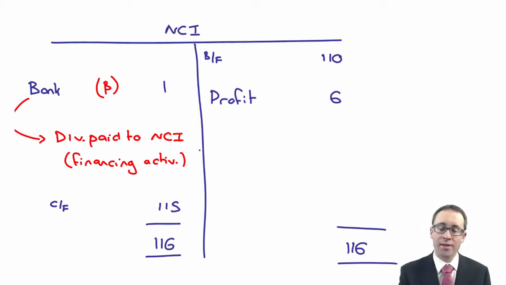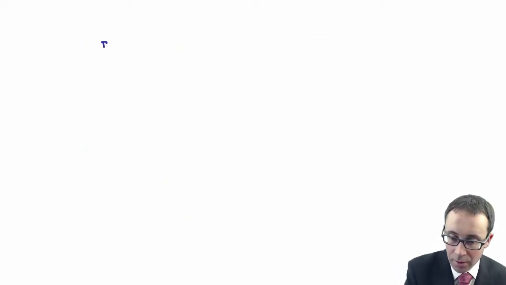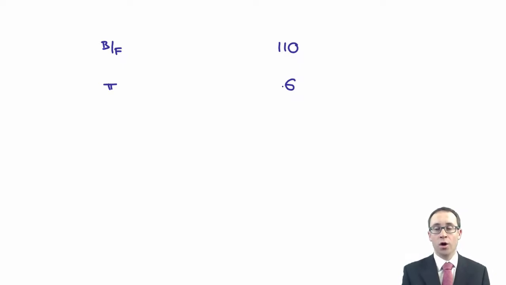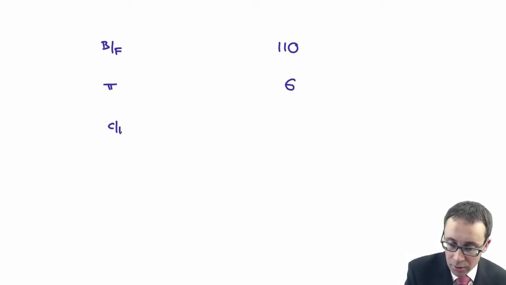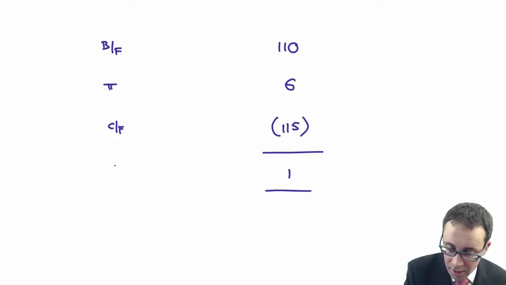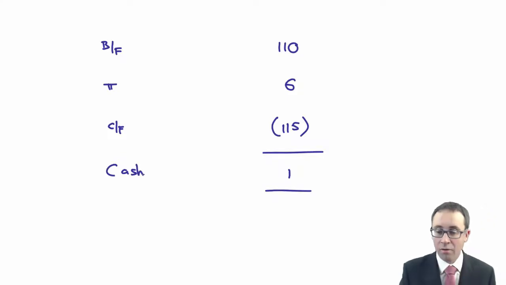Using the T account. If you don't like the T account, I shouldn't really tell you, but it doesn't do us any harm. You can do it maybe in the shortcut method that you did in F7. So you've got 110 as your opening, you add the profit, you deduct your carry forward, which was 115, and that gives you a balancing figure, which is your cash figure of 1. Obviously then you can add in any non-controlling interest on acquisition of a sub or deduct the non-controlling interest at disposal of a subsidiary.